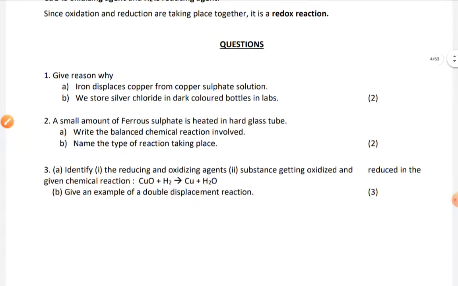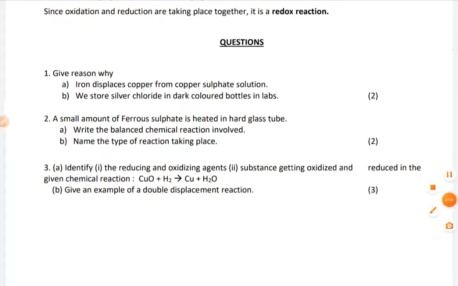Now on the basis of these paragraphs, the summarization of the chapter, we will do some questions. First question is, give reason why iron displaces copper from the copper sulfate solution. Because iron is more reactive than copper.